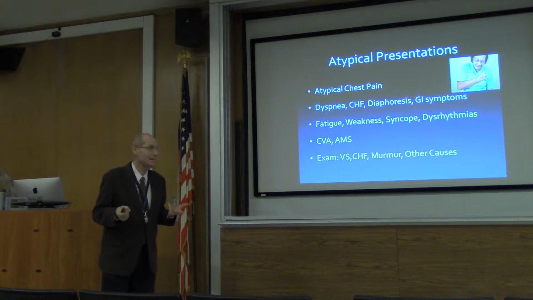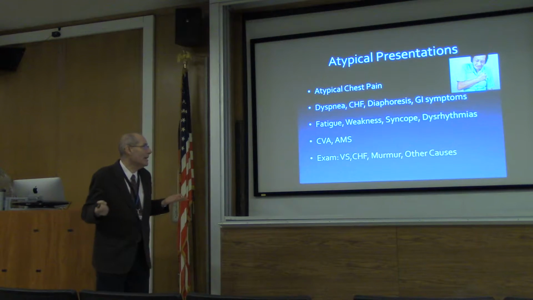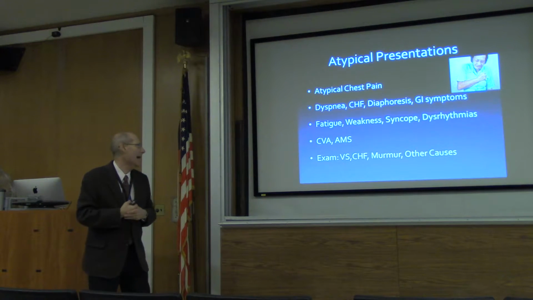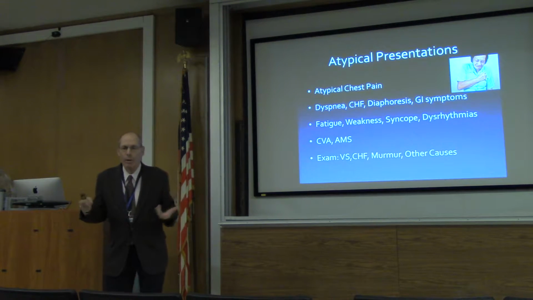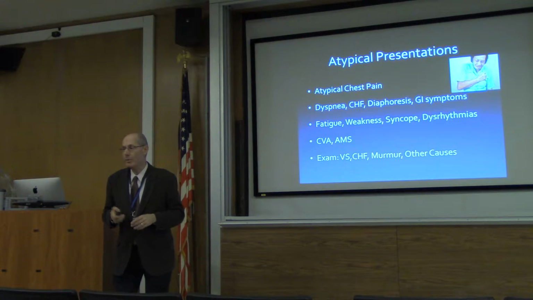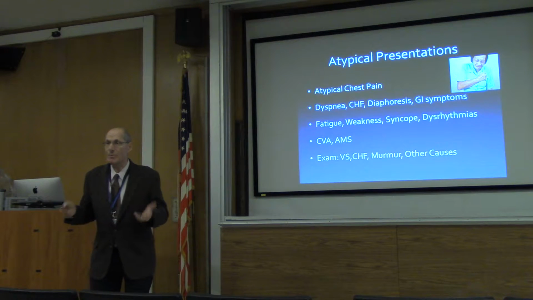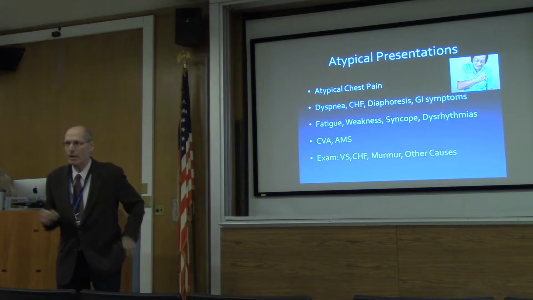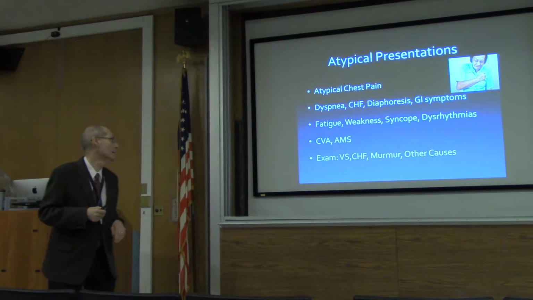So you can miss these things. Fatigue, weakness, syncope, dysrhythmias, CVAs, altered mental status, they all can be a presentation of acute coronary syndrome in the elderly. So you have to be careful. Any bad thing, you've got to make sure they're not having an acute ischemic event.